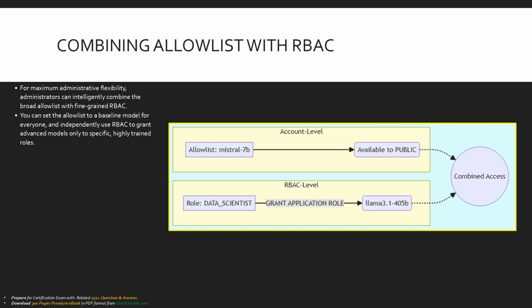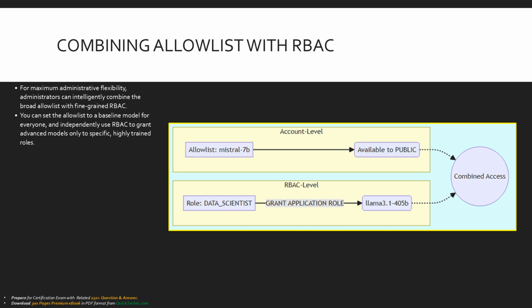The true architectural power of Snowflake Cortex governance lies in combining the broad stroke of the allow list with the surgical precision of RBAC. Imagine you want every employee to have access to a fast, cost-effective model for basic daily tasks, but you want to reserve a highly capable, expensive model strictly for your senior data scientists. You can set the CORTEX_MODELS_ALLOWLIST to include only the basic model. Then, using RBAC, you grant the application role for the advanced model exclusively to the senior data scientist role. Because Snowflake checks RBAC first, the data scientists bypass the allow list restriction for that specific model, while everyone else remains safely contained within the baseline allow list.